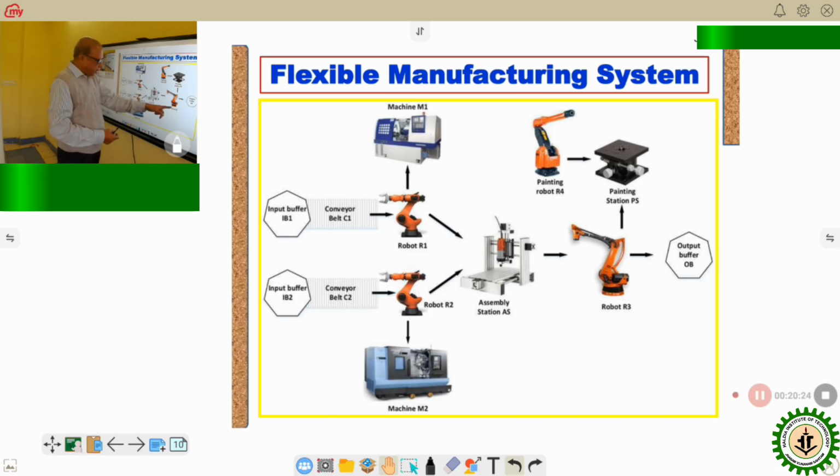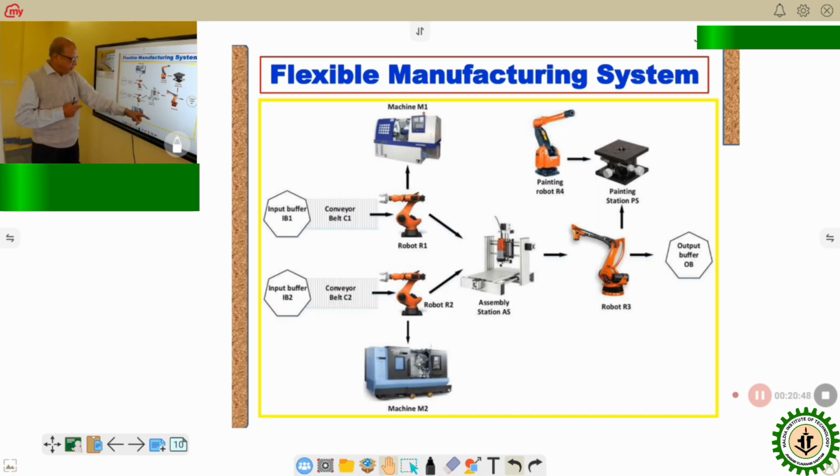After completion, robot R3 will pick the job from the assembly station and transfer it to the painting station. The R4 robot is specialized: it has a painting gun with which it can paint. After completion, the same robot R3 will pick it up and place it in the output buffer. Then it will go outside the system.